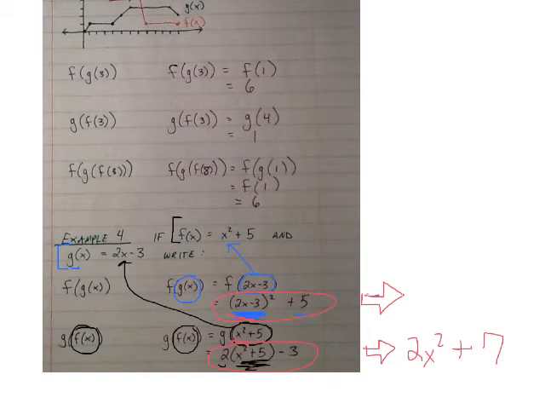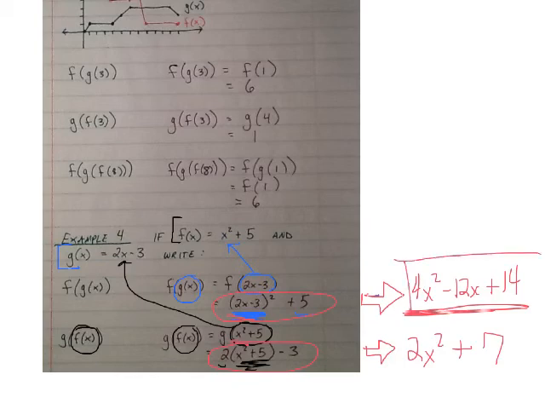The top one is a little bit harder to simplify. It's 4x squared minus 12x plus 9 plus 5, which is plus 14. I'm pretty sure the top one simplifies to that. But feel free to check my work. Get extra credit if I made a mistake.